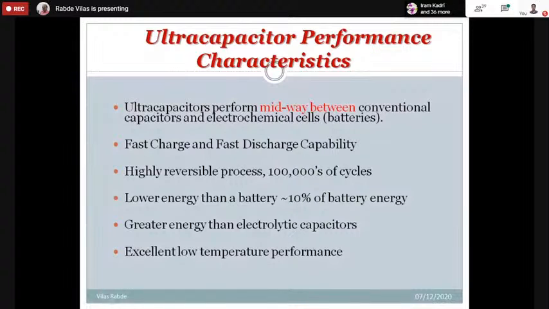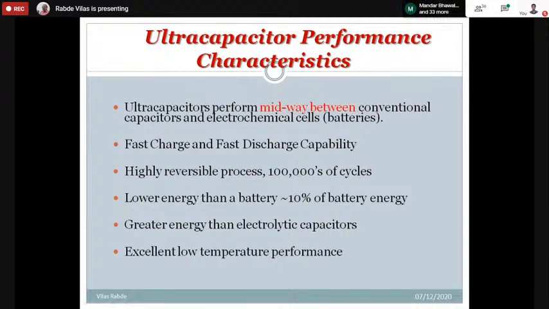Lower energy than battery, about 10% of the battery energy. So energy density is quite low. That is one of the disadvantages. Greater energy than electrolytic capacitors, because with electrolytic capacitors you can see up to 1000 to 2000, maximum 5000, 10,000 microfarads. But now these supercapacitors are available in farad values, and they have excellent low temperature performance.